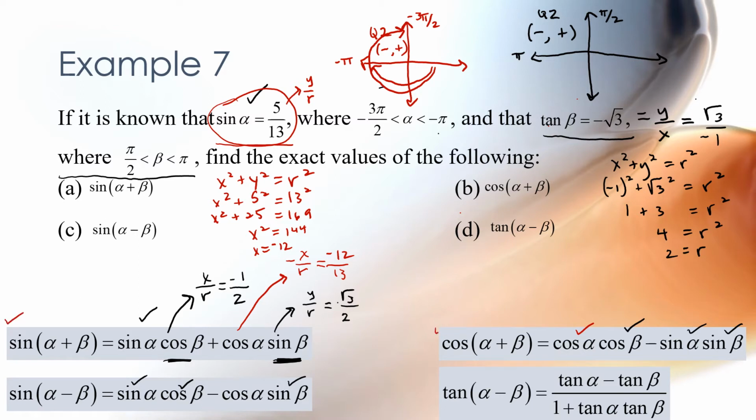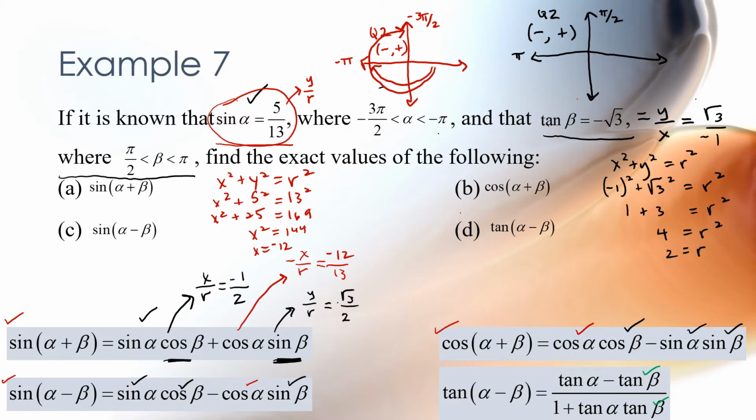I'm ready to go for part B. Am I ready to go for part C? Yes, because I do know the cosine of alpha. That's good. And then for the tangent of alpha minus beta, I need to know what the tangent of alpha is, and I need to know what the tangent of beta is. Tangent of beta, remember, was given to me, right? That was given at the very beginning. But what I don't have is the tangent of alpha.